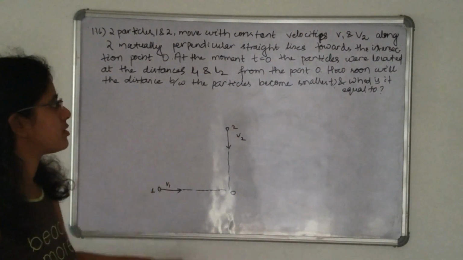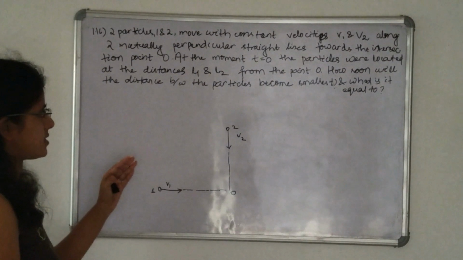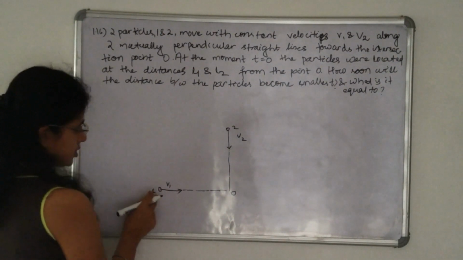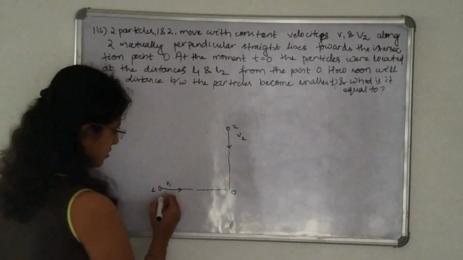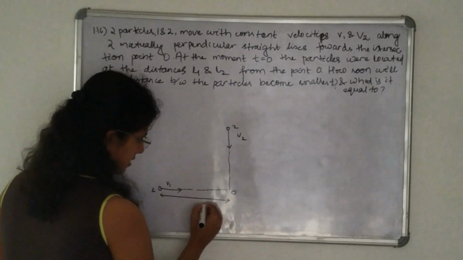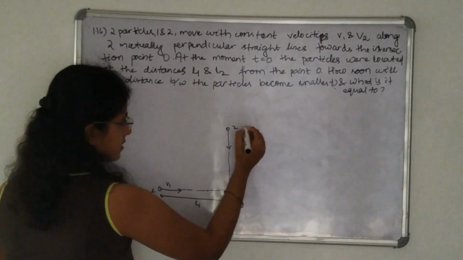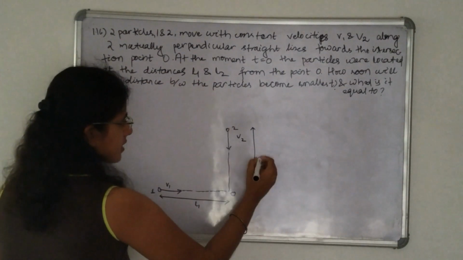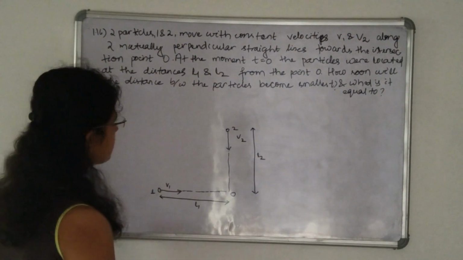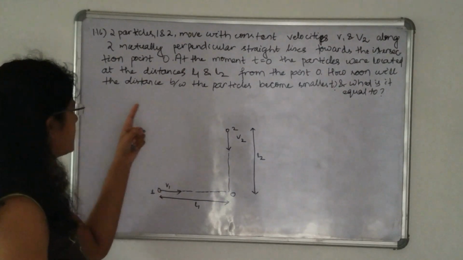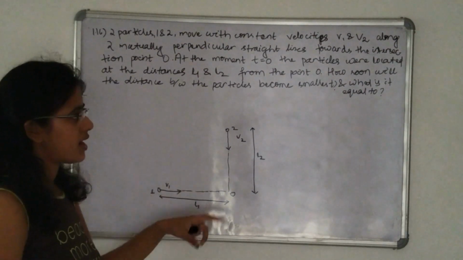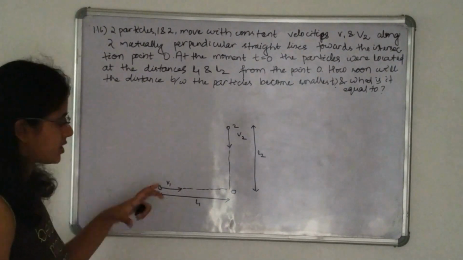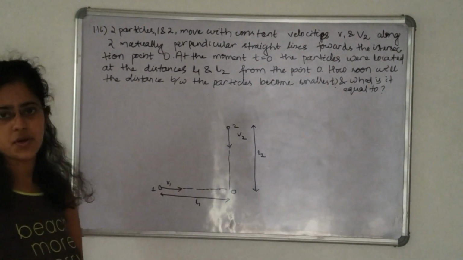At the moment t = 0, the particles are located at the distances L1 and L2 from the point O. So at time t = 0, the first particle is at this position. So this is L1, and at time t = 0, the distance between the intersection point O and the second particle is L2. So the question is, how soon will the distance between the particles become smallest and what is it equal to? Let us take that after time t, the distance between these two particles is smallest.